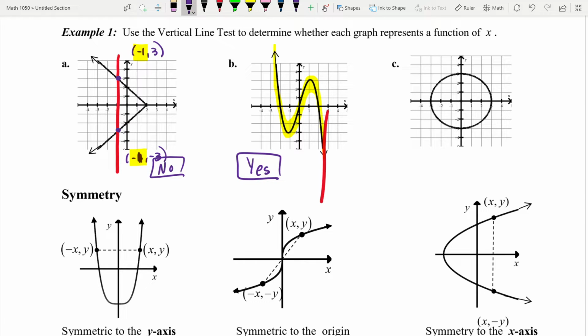Okay, everybody look at question C. Talk to me about that, you guys. Is that a function? Yes or no? No.